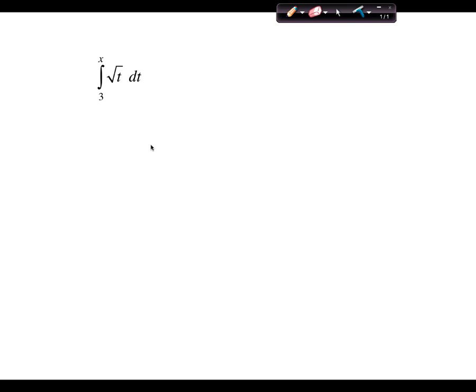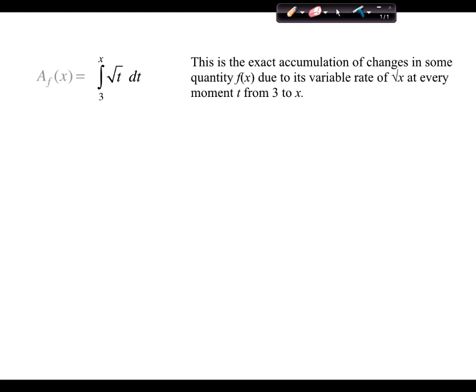Okay? So here's another way to say that. We're not going to just copy and paste the same words every time. We're going to practice. So when you see it, you think of it as a net accumulation function. And here's one way to say it. This is the exact net accumulation of changes in some quantity f due to its variable rate of change, square root of x, at every moment t starting from 3 to x.